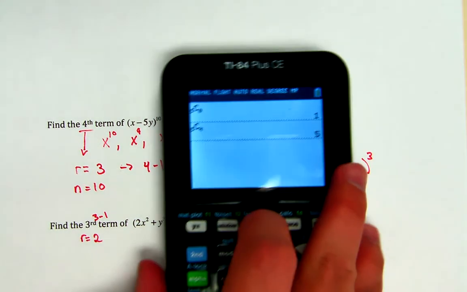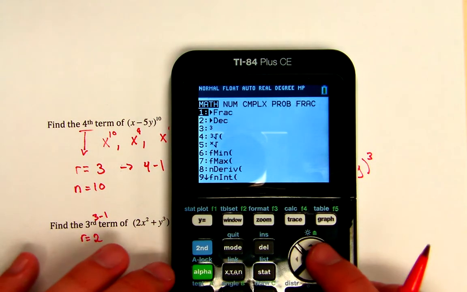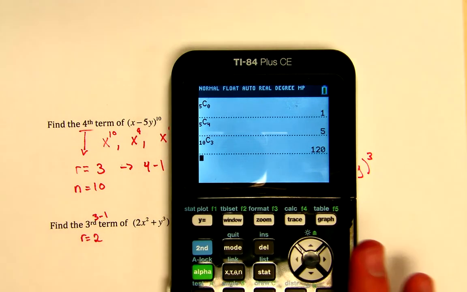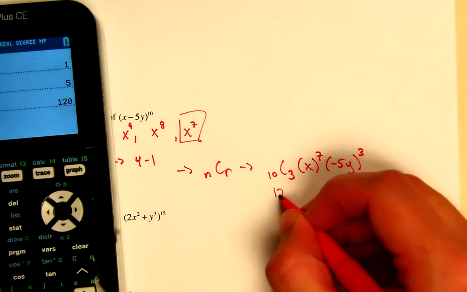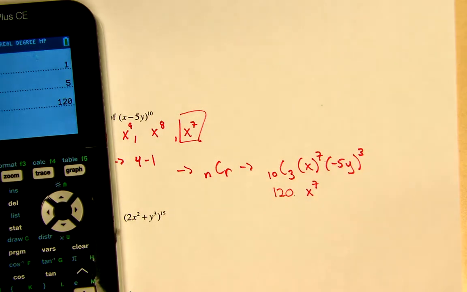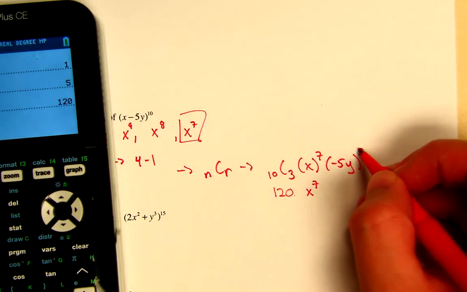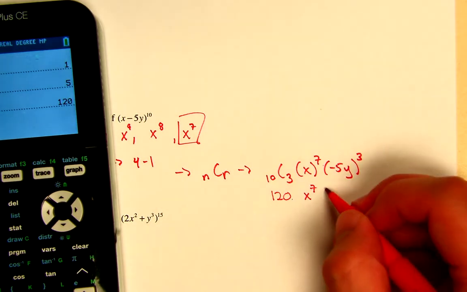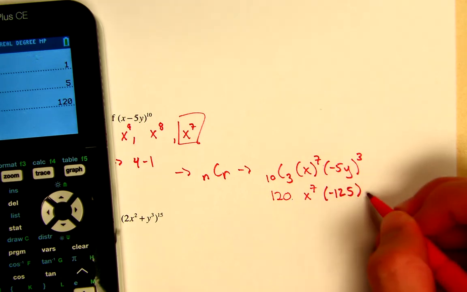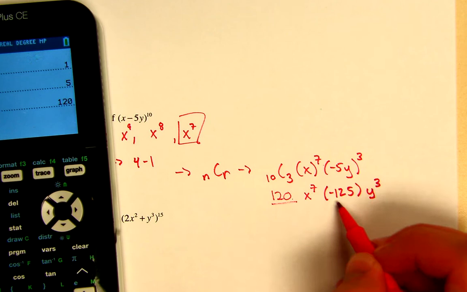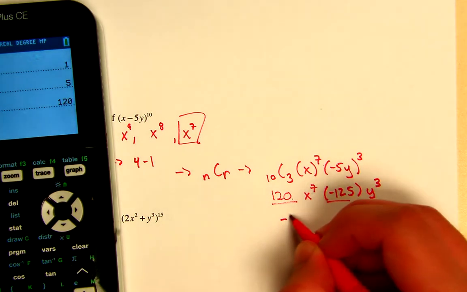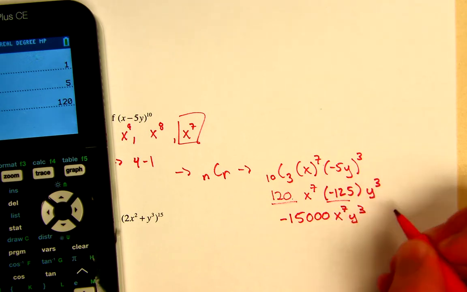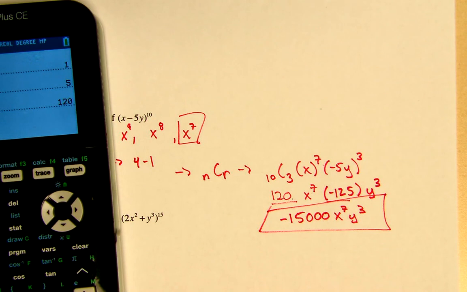So let's go in our calculator and figure out what 10, math, probability, choose 3 is. It's 120. So this is 120. x to the 7th is just x to the 7th. Well, this power, remember, belongs to the 5 and the 3. So negative 5 to the 3rd is negative 125, and then I have y to the 3rd. Make sure you multiply those together to get negative 15,000 x to the 7th y to the 3rd. And I have found the fourth term.